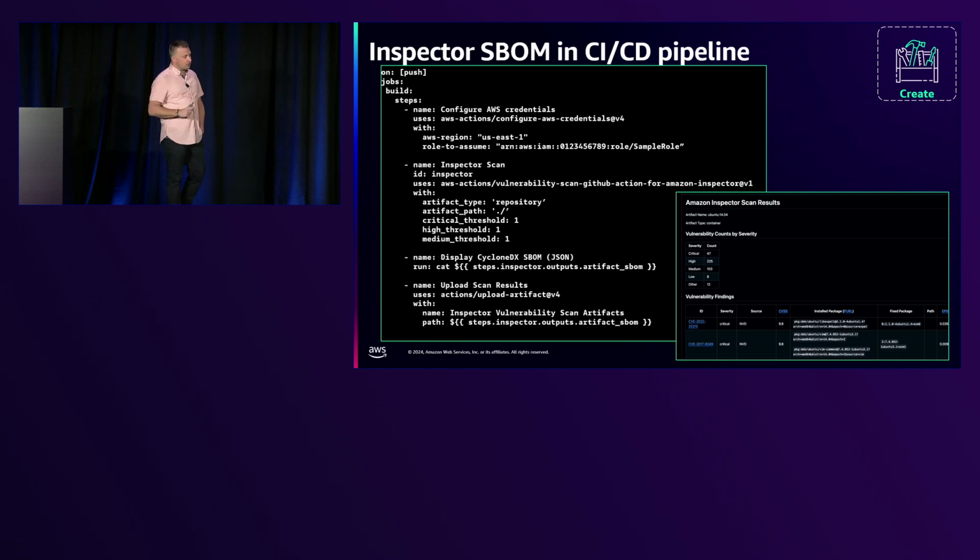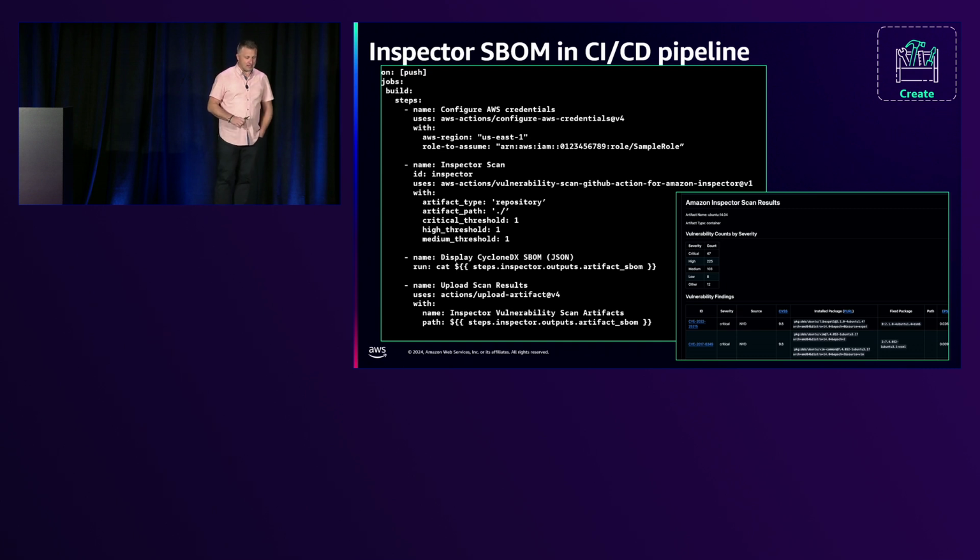And so in this case, we're using the prepackaged configure AWS credentials GitHub action provided and managed by AWS. It's using OpenID Connect to assume a role that you manage inside your account. And you just need to make sure that that role, in this case called sample role, has the necessary access into Inspector to be able to send those vulnerabilities and run the scan.